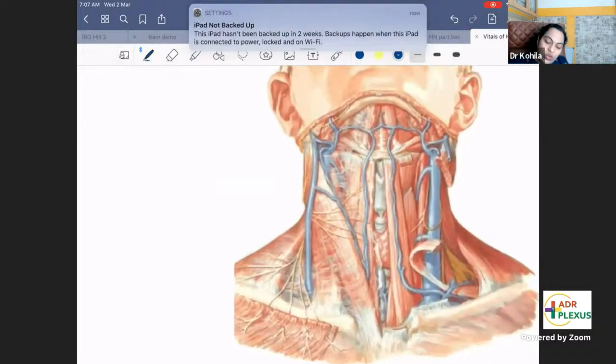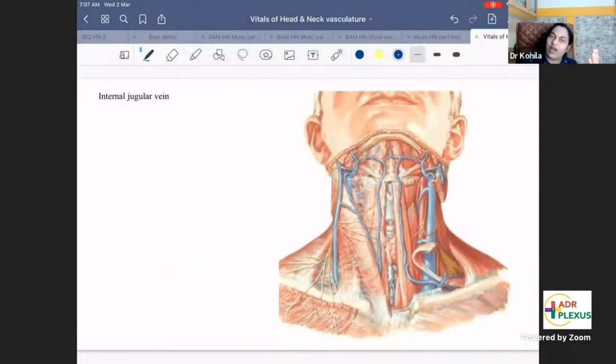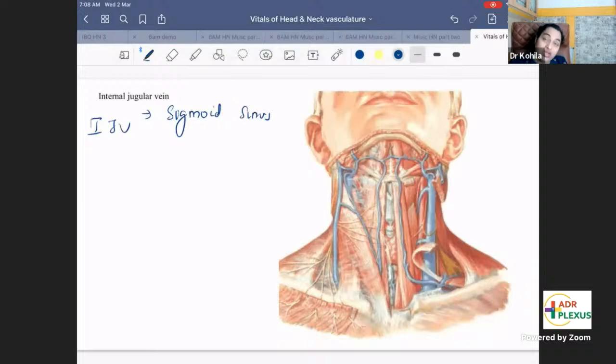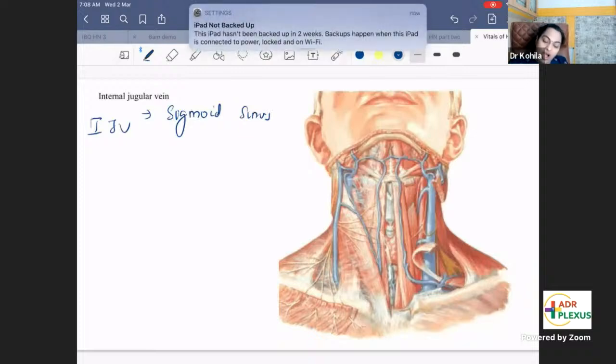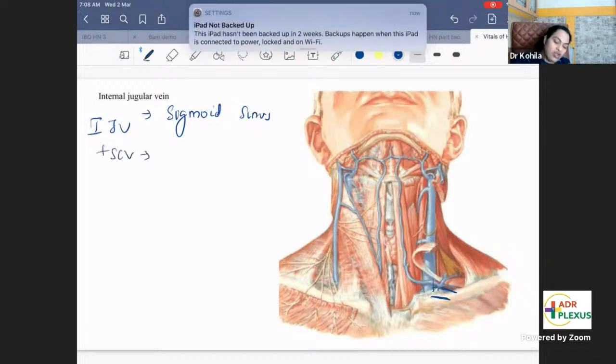Internal jugular vein, I told you, it lies beneath your sternocleidomastoid within the carotid sheath. Where is it coming from? We saw where the external jugular vein comes from. Internal jugular vein, where is it coming from? It's a continuation of the sigmoid sinus. It comes through the posterior compartment of the jugular foramen. You can see it in the neck. How does it terminate? It joins with the subclavian vein to form the brachiocephalic vein.